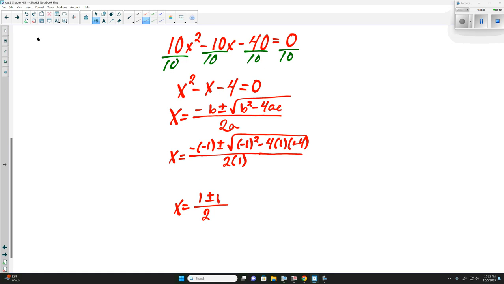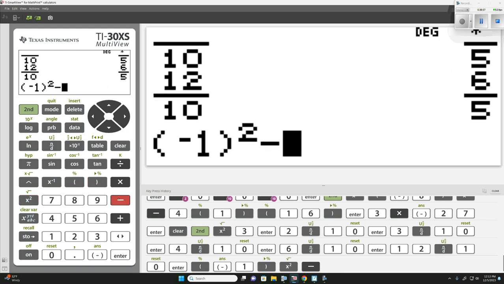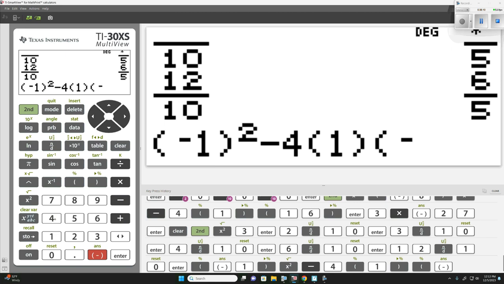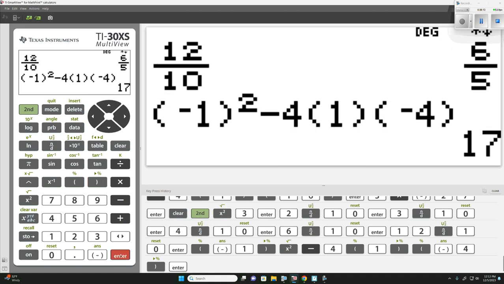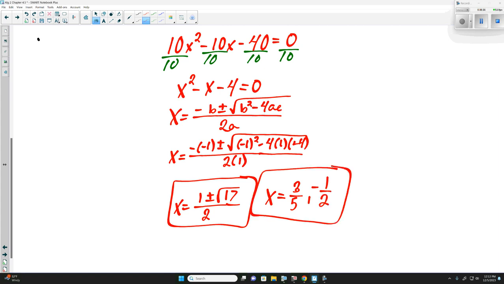Now we do need to simplify what's inside our radical. So in the calculator we can put in our parentheses. Negative 1 squared minus 4 times 1 times negative 4, and let it do that for us, which is 17. Square root of 17 doesn't simplify, and that is as simplified as it gets. And we also have that x is 3/5 and negative 1/2. So it works out, these are the 4 solutions for this here.